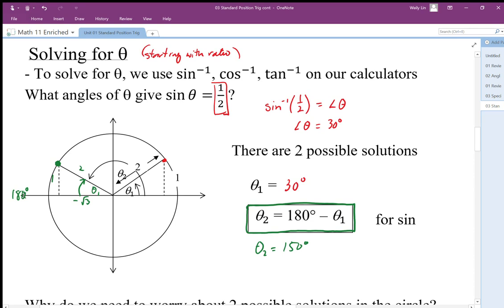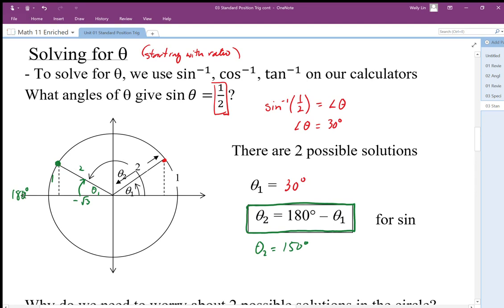There is also a formula. In fact, what I've highlighted in green here, this is a formula to find the second angle for sine. And these are distinct angles, as opposed to the coterminal angles that we had dealt with before, where we had two different angles that gave us the same position. These are different positions. When we have a ratio, there are two different positions that it can occupy.